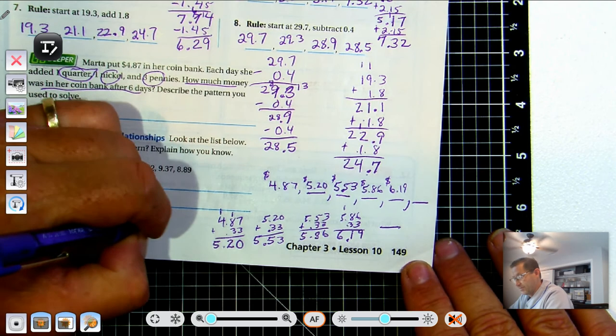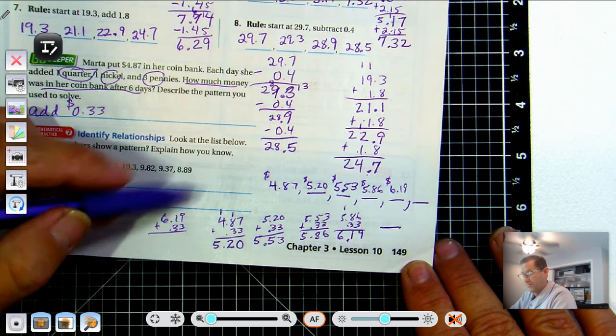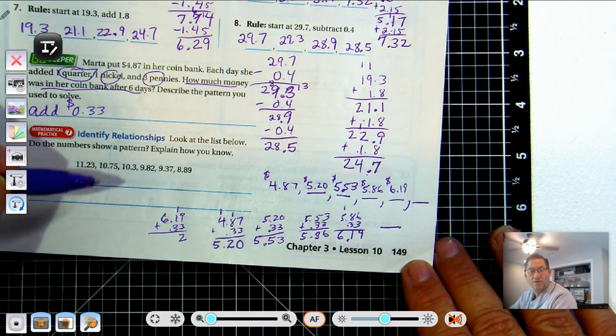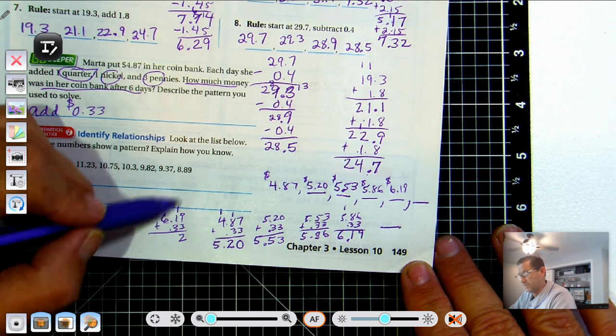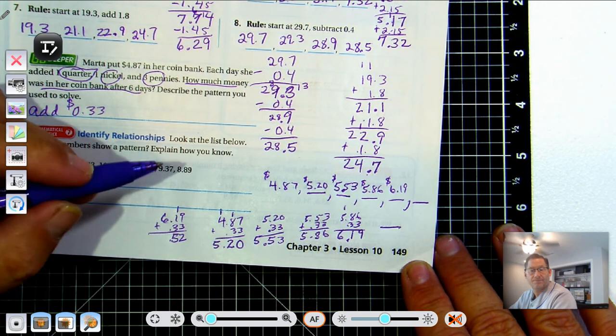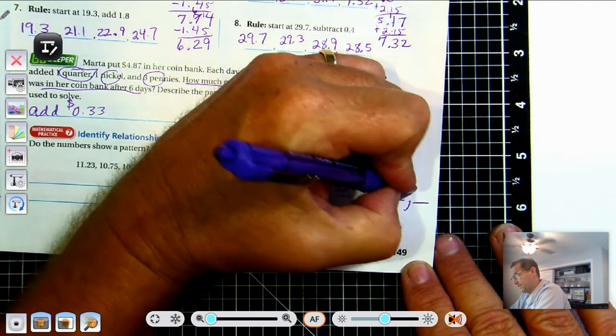Okay, add 33 cents to that. 9 and 3 is 12. Regroup that as 1 tenth and 2 hundredths. 3 plus 1 tenth is 4 tenths, plus the regroup tenth, 5. We're moving to the ones, so place your decimal, and we're at $6.52.